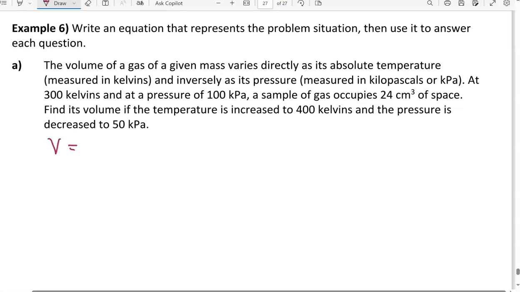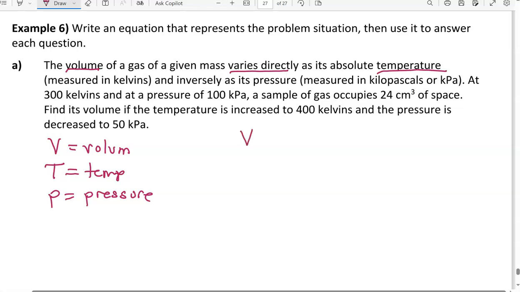Let's let V equal the volume of the gas and T equal the absolute temperature and P equal the pressure. So the volume V varies directly as the absolute temperature. So that would be V is equal to K times the absolute temperature, and inversely as its pressure. So that means that we're going to divide by the pressure.